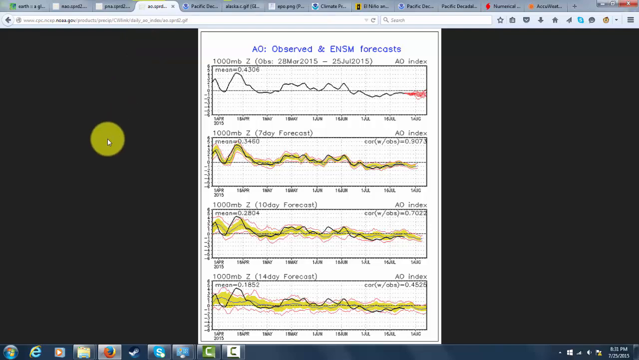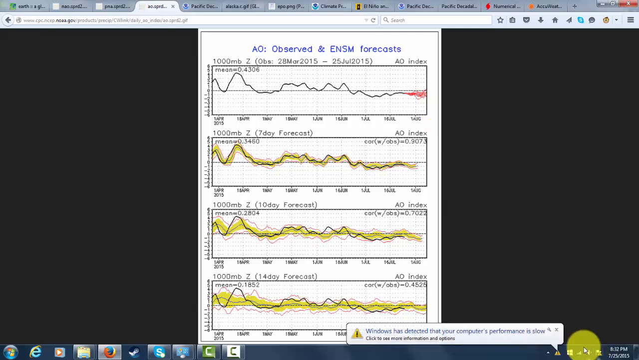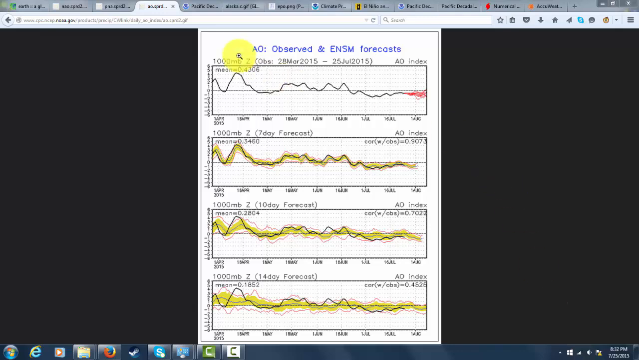Now, quickly looking at the Arctic Oscillation, or the AO, it looks like it'll stay about relatively the same into August, relatively weak, and in the negative phase. And with the Arctic Oscillation, usually a positive phase favors warmer than normal temperatures across the eastern United States, while negative favors cooler than normal temperatures across the eastern United States.